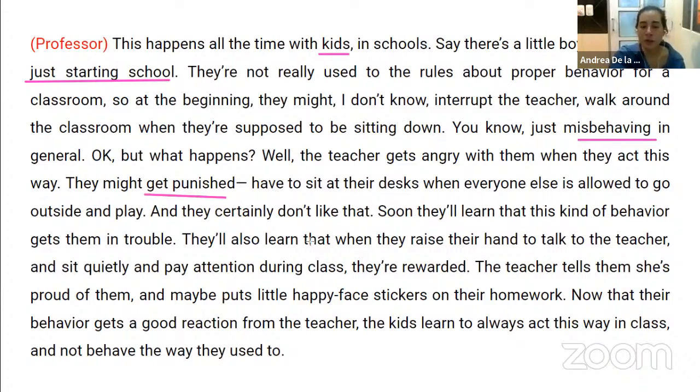They don't repeat that action. But when they behave properly and they do what they have to, then they get rewarded, right? And so they learn that gets them a good reaction, and they start always acting that way, right? They change, they modify their initial behavior. Is that okay then? Do you guys have any questions? All right.